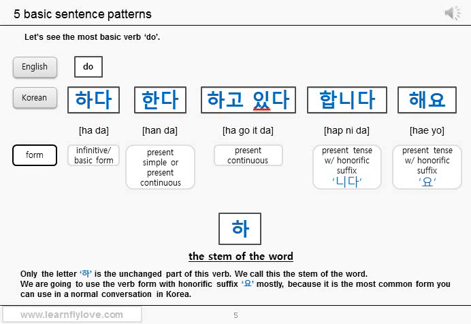Third, we are going to make sentences using honorific suffix 요 mostly, because it's the most casual form that you use in a normal everyday conversation. We'll explain more about this again soon, don't worry.